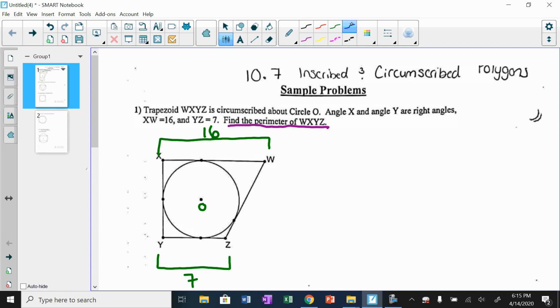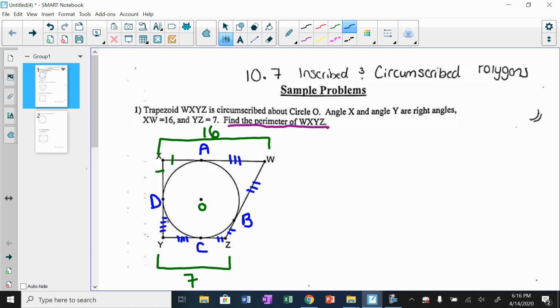So we know because of the two tangent theorem, let's call these missing points A, B, C, and D. We know that XD and XA are congruent. We know that AW and BW are congruent. We know that ZB and ZC are congruent. And we know that CY and DY are congruent.